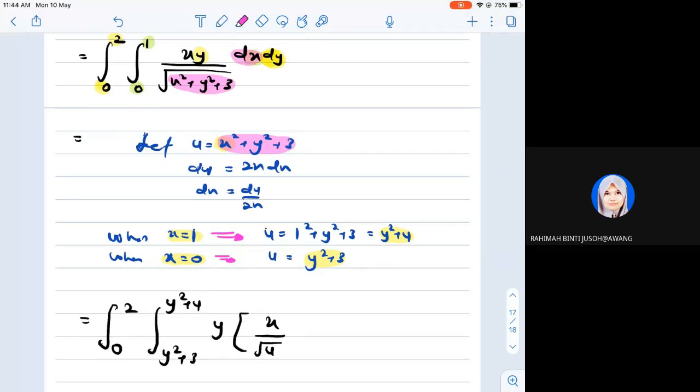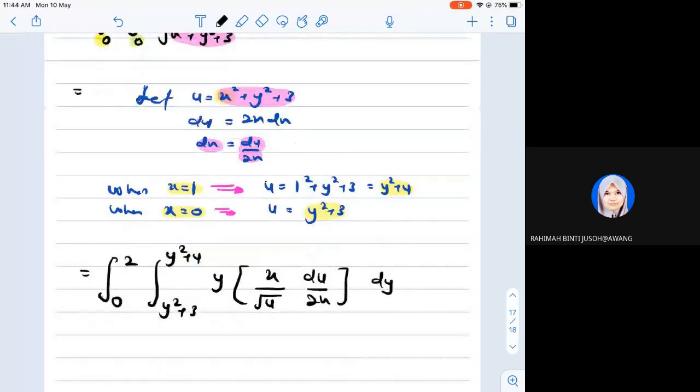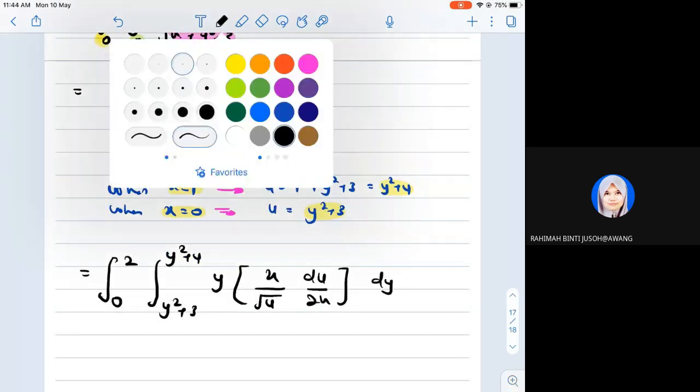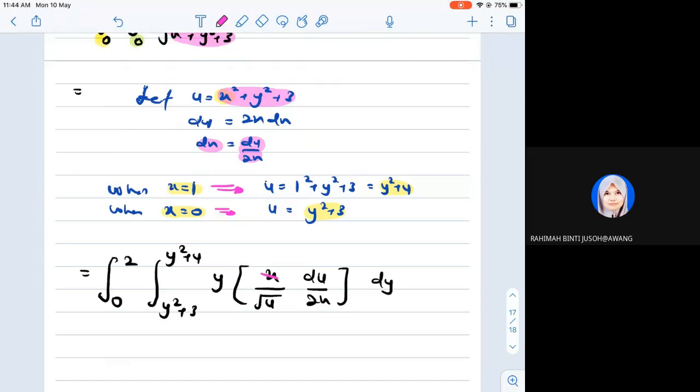Okay, lepas tu dx yang ni adalah du over 2x. Okay. So dx adalah du over 2x. So saya tulislah du over 2x. Gitu. And then dy. Okay. So now this x can be cancelled. Ini cancel, ini cancel. Kita belum integrate lagi tau. Kita baru ganti. Kita baru substitute sebab kena guna substitution soalan ni.